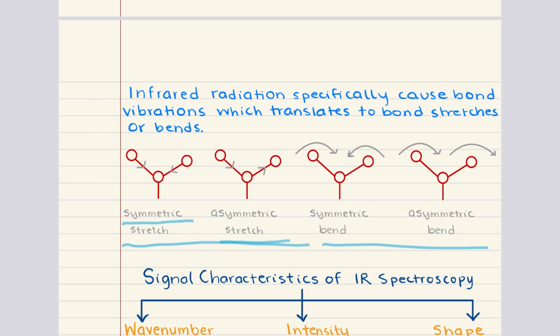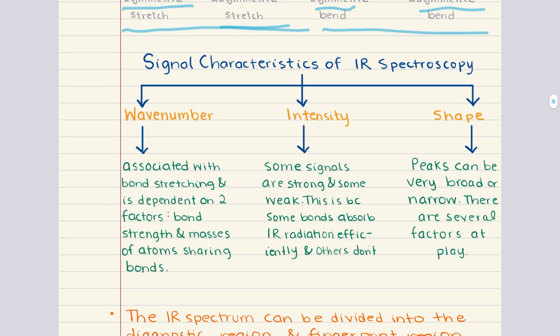These bending motions can also be symmetric or asymmetric, and they're especially common in molecules with 3 or more atoms bonded to a central atom. These vibrational patterns are what give rise to the absorption signals in an IR spectrum. But to fully interpret those signals, we need to consider 3 main characteristics: wave number, intensity, and shape. Let's start with wave number.